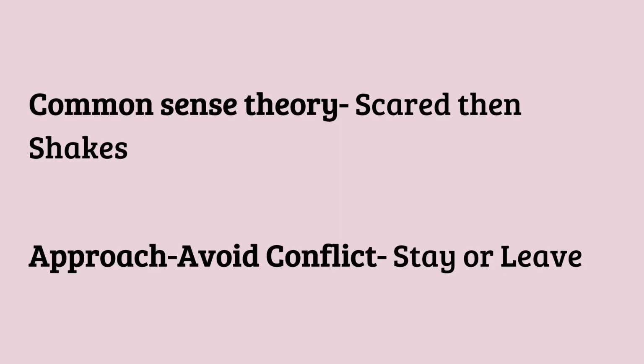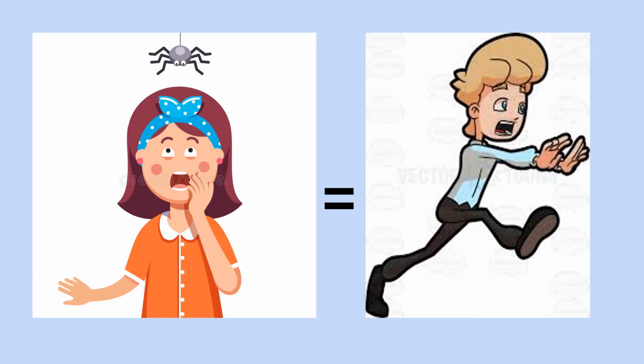Lucy first feeling the emotion of being scared and then having the physical arousal of shaking is known as the common sense theory, where an event causes the emotional experience and then the physical arousal. Her choices, both having pros and cons to each, is known as the approach-avoid conflict.